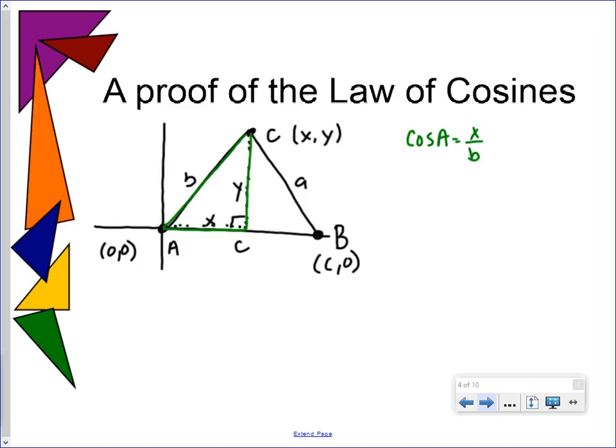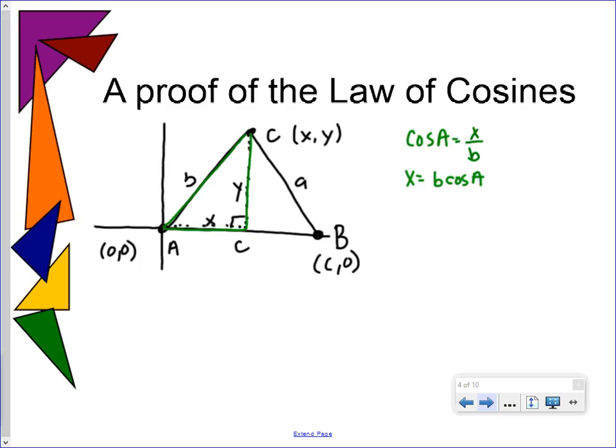Do you agree with that in the green triangle? Okay? And so then if I solve for x, x is really b times cosine A. So now I'm taking the x and I'm not writing it in terms of ordered pairs, x and y. I can write it in terms of the b's, a's, and c's that I see in the triangle.